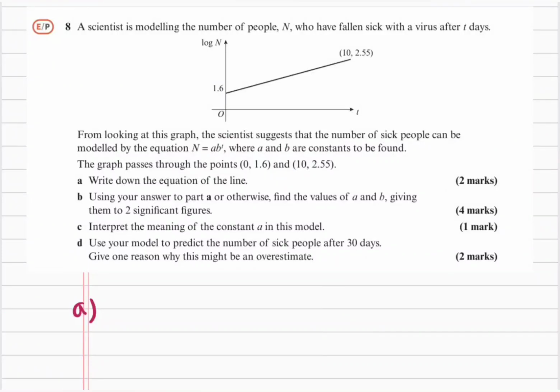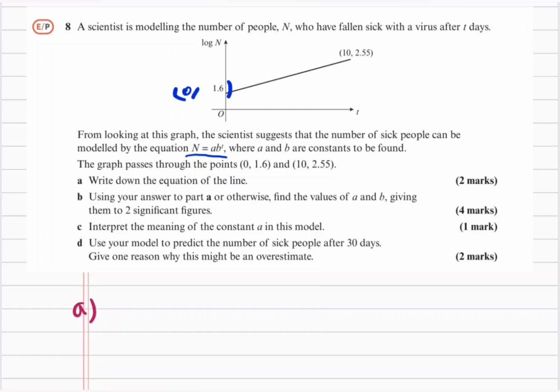Hi everyone, this video is an exercise 14H question 8. So we have a modeling question in which a scientist is modeling the number of people n who have fallen sick with the virus after t days. And we are given this line with 2 points, so points (0, 1.6) and (10, 2.55). Now, the scientist suggests that the number of sick people can be modeled by this exponential equation where a and b are constants to be found, and also the graph passes through the points.